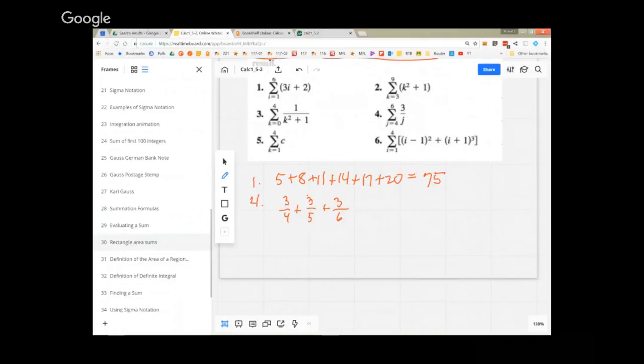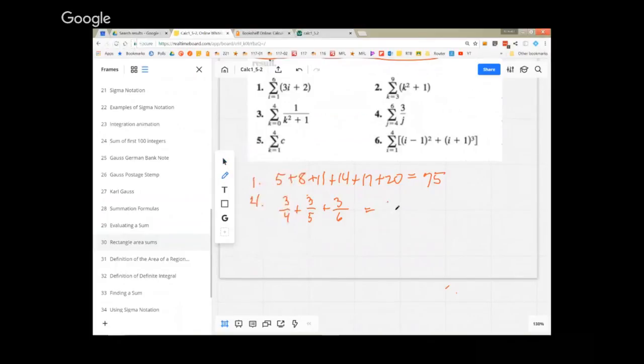Well, we need a common denominator. So what can I get for the lowest common denominator from 4, 5, 6? Well, 4 and 5, the LCD would be 20. And 20 goes into 60. It looks like 60 is going to be my common denominator. Okay? So 4 goes into 60 15 times. I made that too long. Let me get rid of that. All right, so let's go for a common denominator of 60.